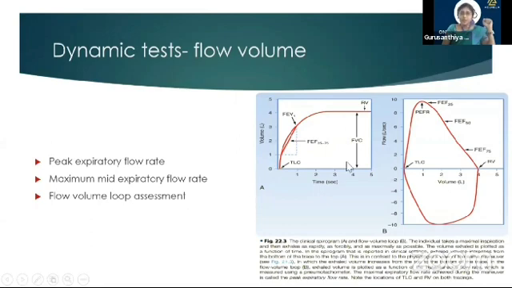This is the volume time loop which we have seen earlier, time in seconds and volume in liters. So this is the FEV1, which is the first second. This is the flow volume loop, which we will be seeing later. And in this graph, this is the FEV1. See, this maximal expiration which has occurred is the peak expiratory flow rate, and the decreasing part of the curve is the FEF 25%. This is the fraction expired 50%. This is the fraction expired 70%.